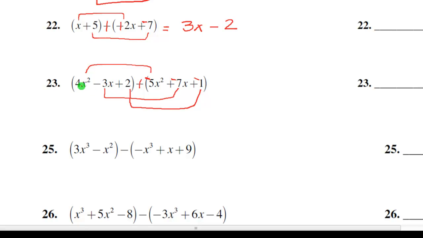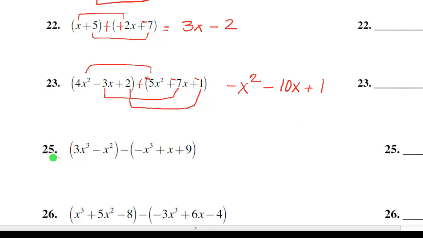All right, let's start with the x squares. Positive 4x squared added to a negative 5x squared. 4 minus 5 is a negative 1x squared. So I'm going to write negative x squared. With the x terms, this is a negative 3x added to a negative 7x. That's going to give us a negative 10x. And here we have a positive 2 added to a negative 1, which gives us a positive 1. So there is our trinomial.